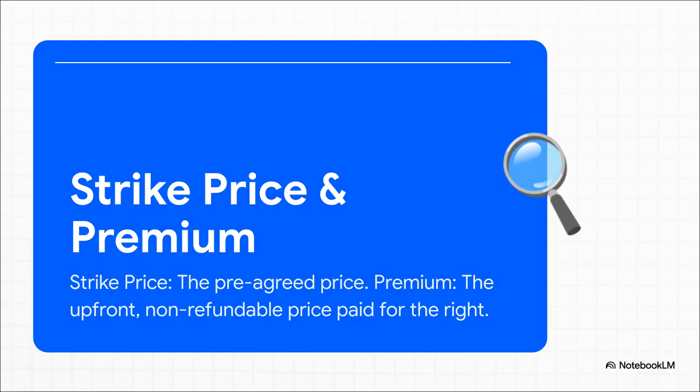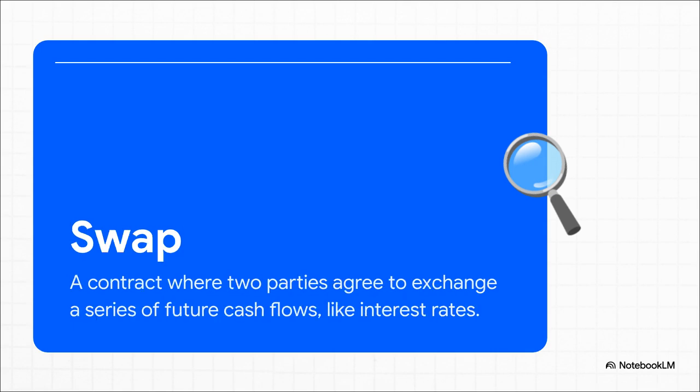The strike price is that pre-agreed price, the price at which you have the right to buy or sell. The option premium is the fee you pay up front to get that right. The best way to think of the premium is like an insurance payment or a non-refundable deposit. It's the cost of having the choice, and it's also the absolute maximum amount of money the option buyer can ever lose.